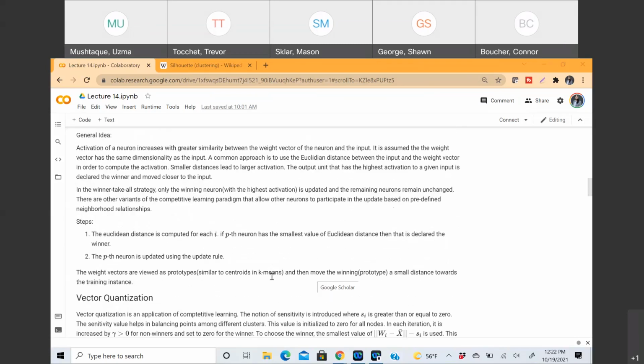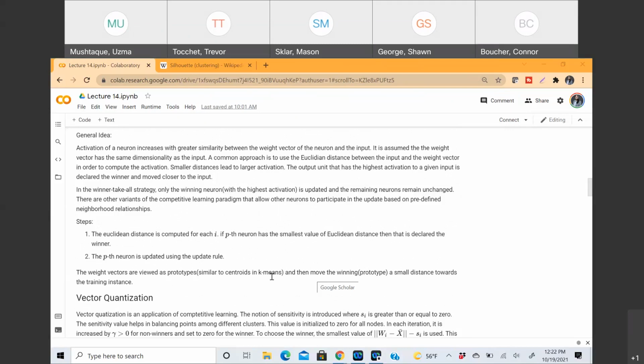Now, there are different competitive strategies, right? Some of the strategies include only one winner. Some include that a group of neurons can be winners. And some include the strategy that one is the winner and the neurons around that winner are also in some way winners. They're close to that winner, and so they should also be updated. It's that kind of an idea.